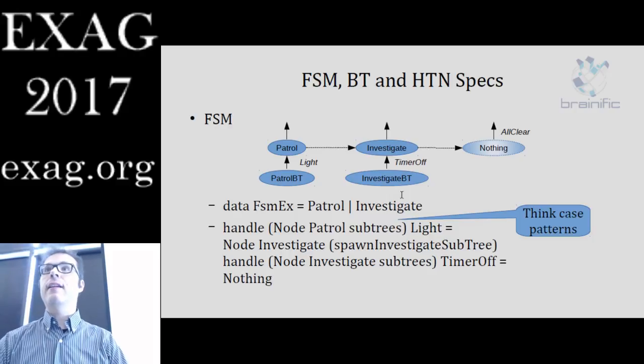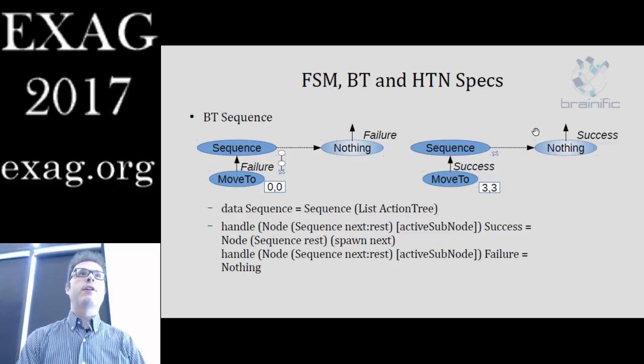We might find something, in which case we might get a special event, but in this case we just get a timer off because we haven't found anything. And in this case this action reaches an ended state and we end up in nothing, reporting an all clear event upwards. A BT sequence is pretty much the same thing.